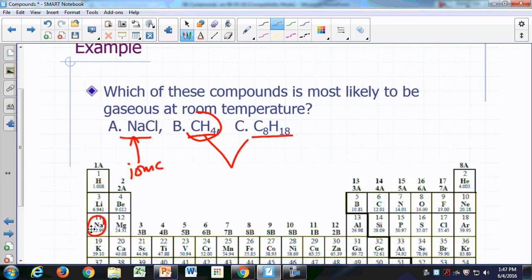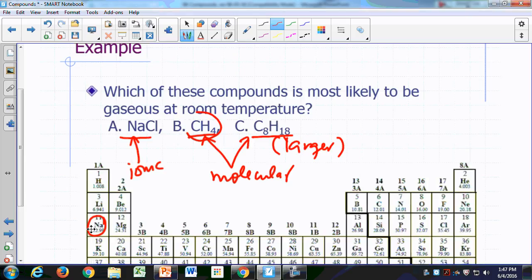Now, if you look at these two, these are both molecular compounds, but this is larger, right? The larger the molecular compound, the more likely it's going to be a solid or a liquid at room temperature. The smaller the molecules, the more likely it's going to be a gas at room temperature. What we're basically saying is larger molecules would have stronger intermolecular forces. They'll have stronger attractions for each other. They're going to require a higher temperature to be able to spread out.